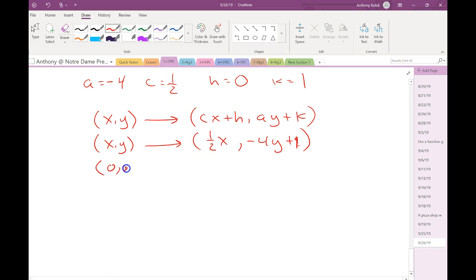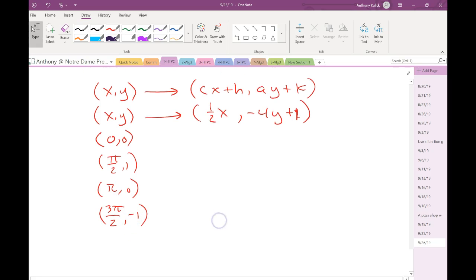So for sine, we start on the midline at 0, 0. We go first to its maximum at pi over 2, 1. We go back down to the midline at pi, 0. We proceed down to its minimum at 3 pi over 2 and negative 1. And then return back up to the midline at 2 pi, 0. So notice the pattern.